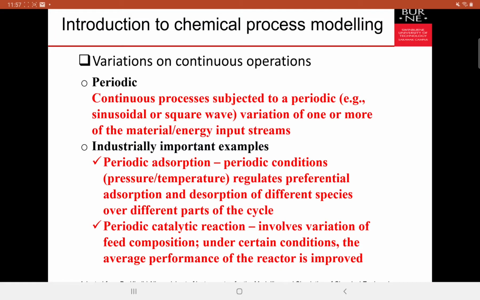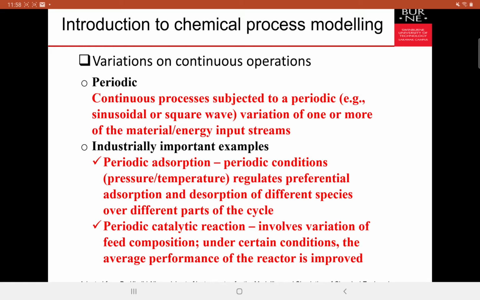Now we continue to the third part of week 1 online recording video for process modeling. So we have discussed batch versus continuous, and why we prefer batch. On the continuous operation mode, there are variations as well. There are periodic and aperiodic processes, for example.